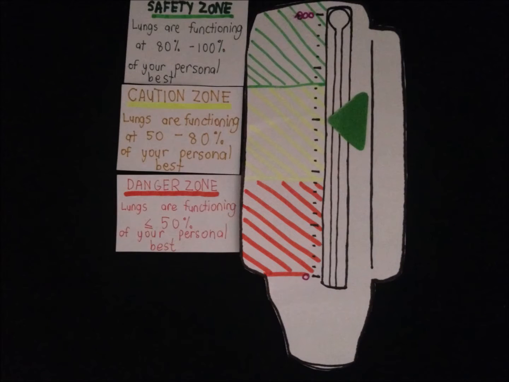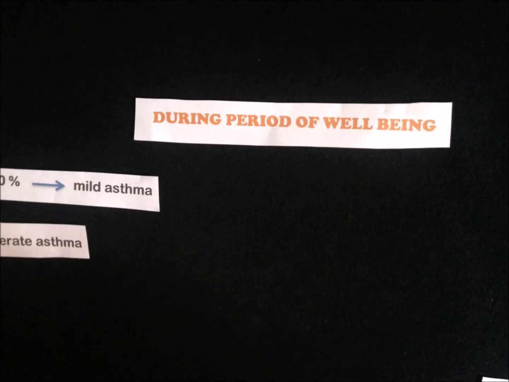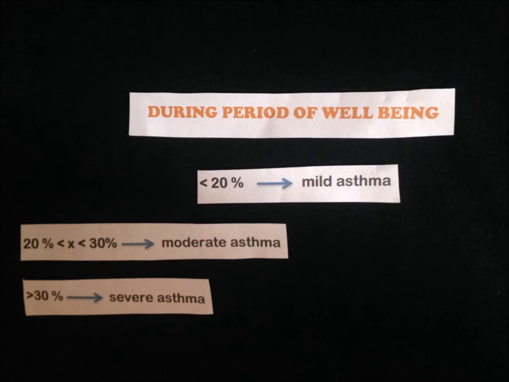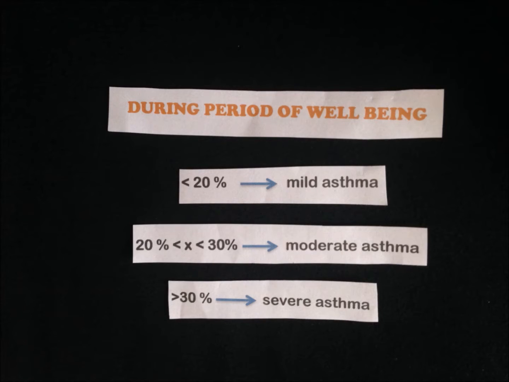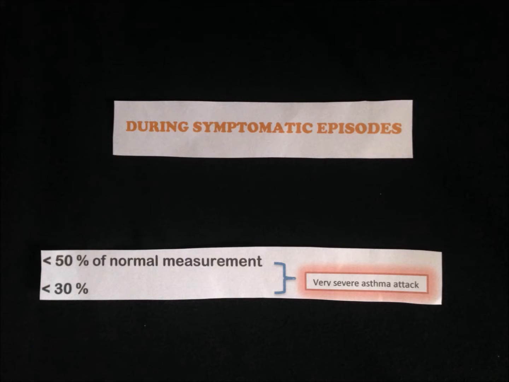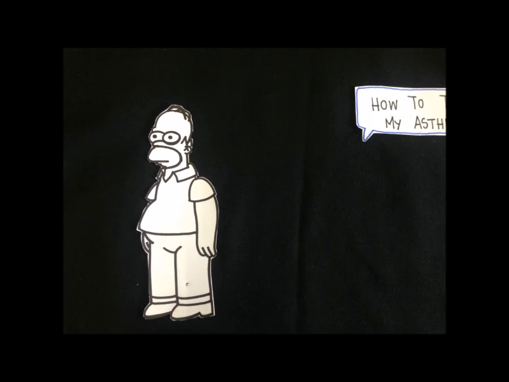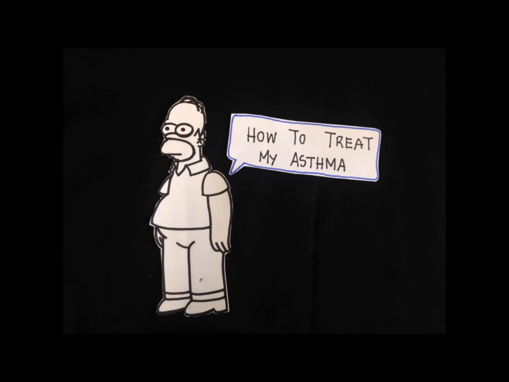After taking the measurement from the peak flow meter, we must calculate the peak expiratory flow by using this formula. During a period of well-being, during a symptomatic episode. Use the lowest effective dose of convenient medication to minimize short and long-term side effects.